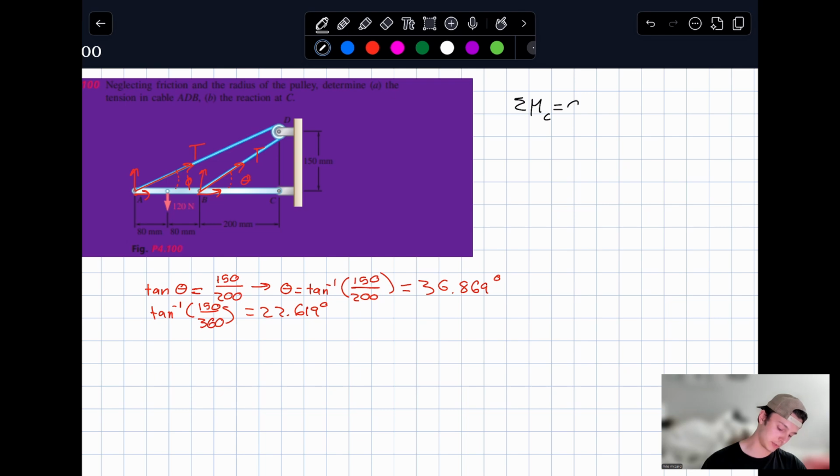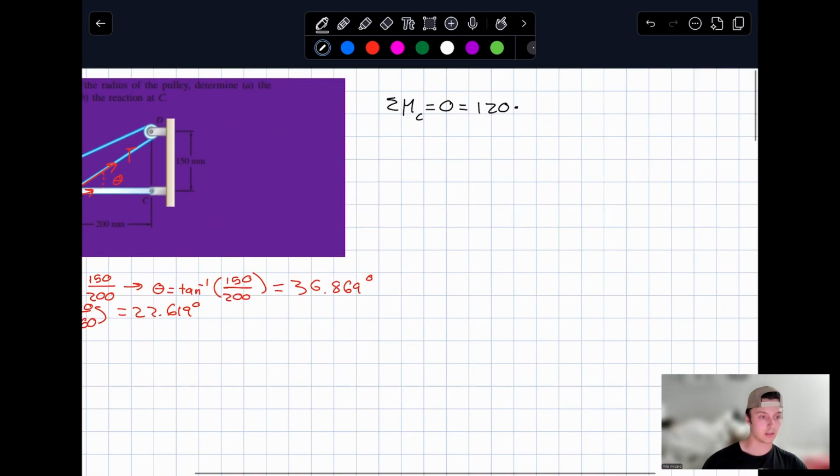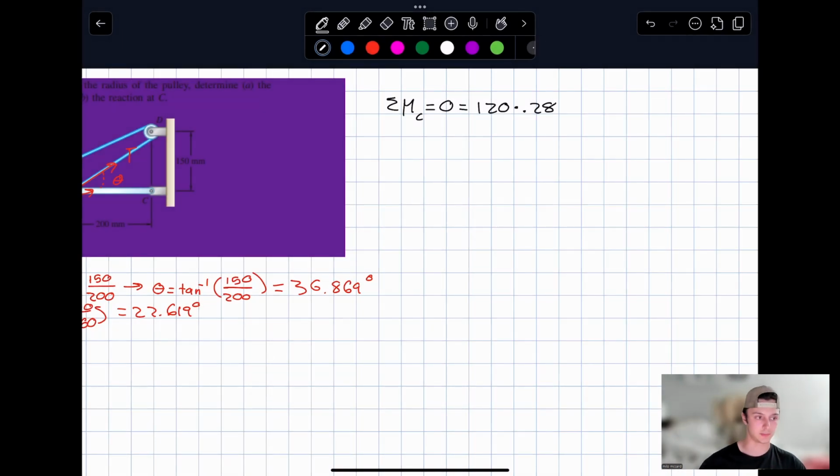We're going to do that by taking the moment about point C, and this is a statics problem. Nothing's moving here, and so we're going to say the moment equals 0. Then we're going to say what that moment is. We have this force, the 120 newtons, that we have to deal with first. So we're going to say 120 newtons times the horizontal distance from point C, which is 0.28 meters. Like that. And we're calling it positive because it would cause a counterclockwise rotation about the point, which, due to positive sign convention, is a positive moment.